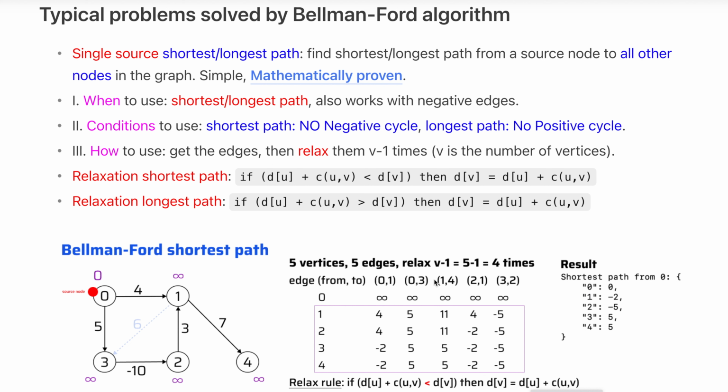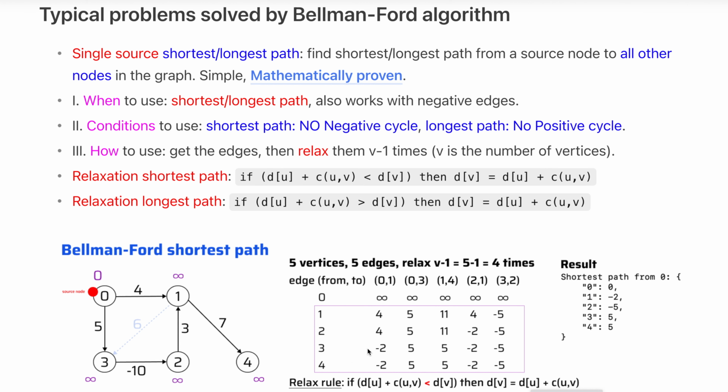We're gonna keep doing the same thing for all the rest of the edges. And then we finish our first round of relaxing. And we have 4, 5, 11, 4, and minus 5. These are the new values of the distance from 0 to all the nodes. For round 2, we're gonna keep relaxing with the same procedure. And as you can see, by round 3, we already have our result. We relax the 4th time, but it doesn't change.